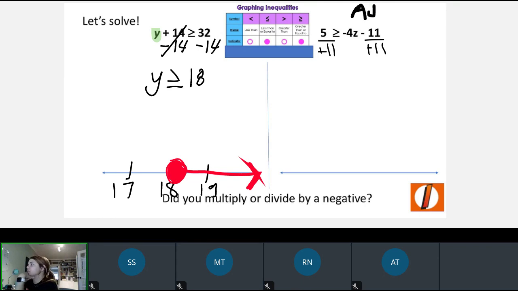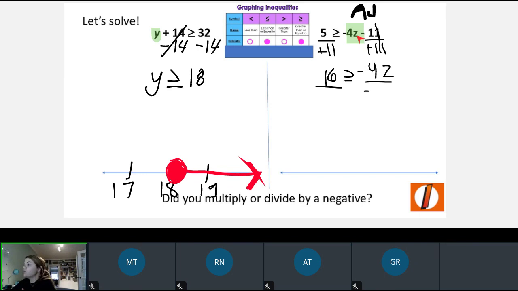Great start, AJ. You're doing good. Okay, so the first thing AJ is going to do, so she's not subtracting 11, Micah. She's adding 11. So right here, our variable is z. So what's happening to z? It's being multiplied by -4, and 11 is being subtracted from it.